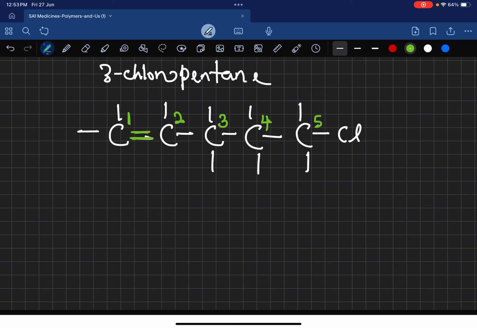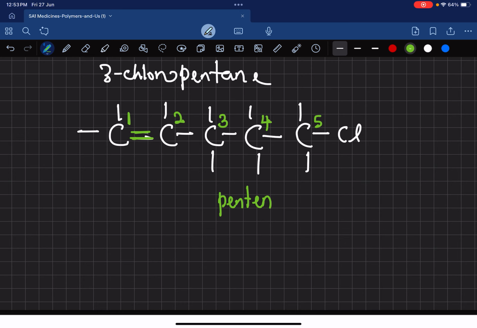Although chlorine can also be considered a functional group, a halide group, in terms of priority the double bond gets a higher priority. So you should not do this. This is wrong, 1 2 3 4 5. Do not do that. So the numbering must always start from the double bond. So in this case, this is called pentene.